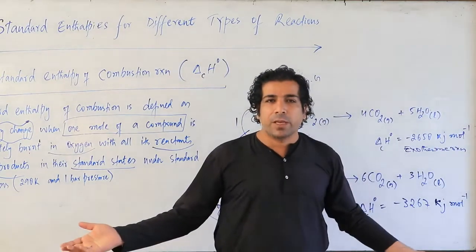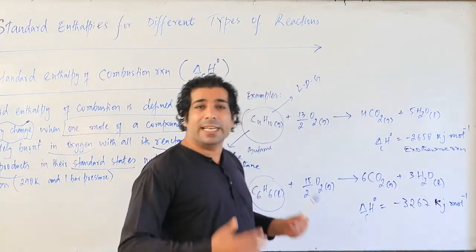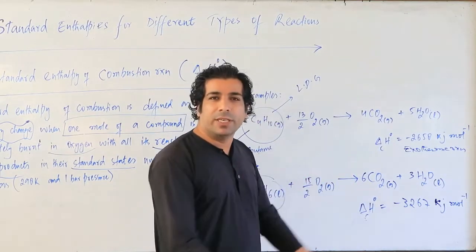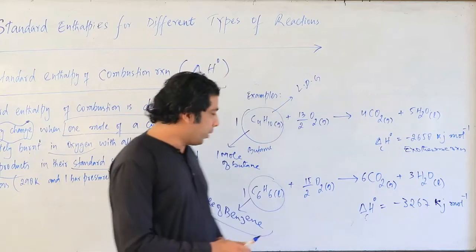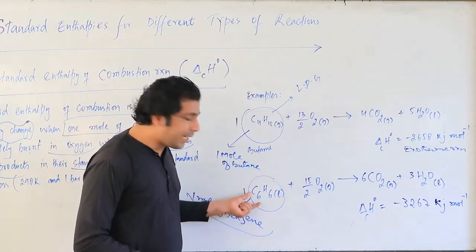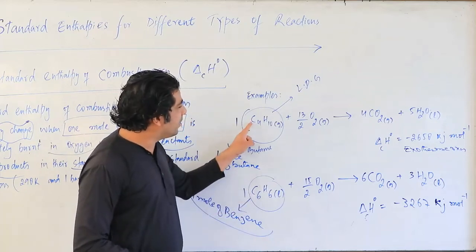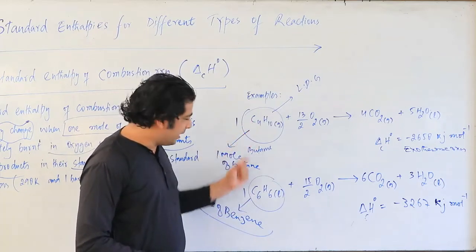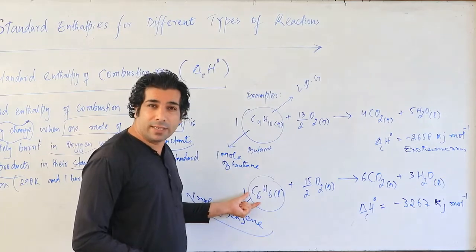Can you tell me why benzene is releasing more energy on combustion? The reason is very simple. Look at the carbon content. How much carbon is here? 6 times. And how much carbon is here? Only 4. So this substance has more carbon content.